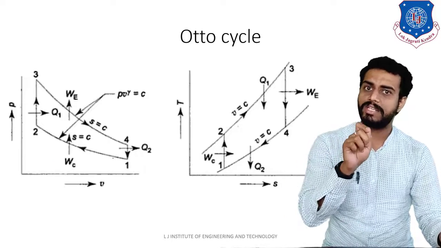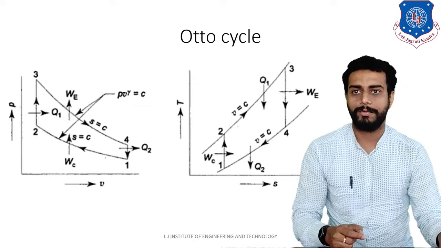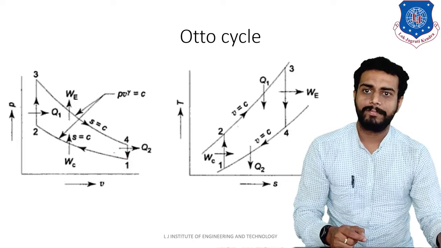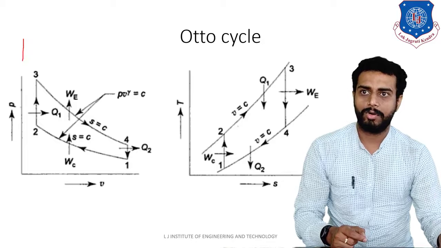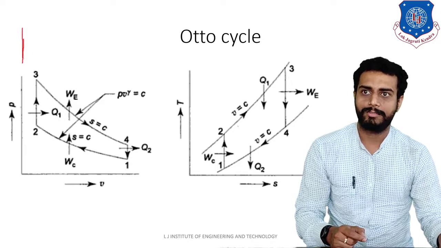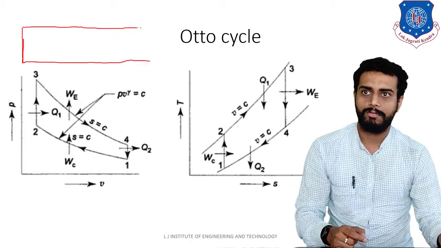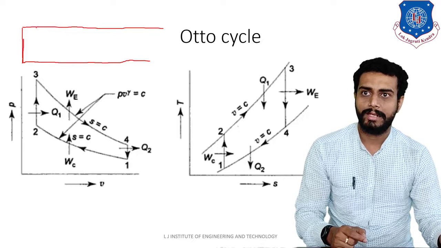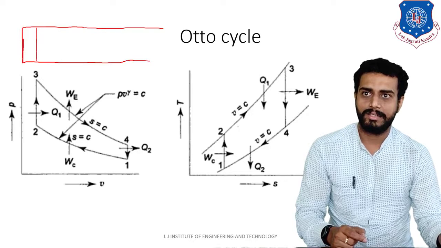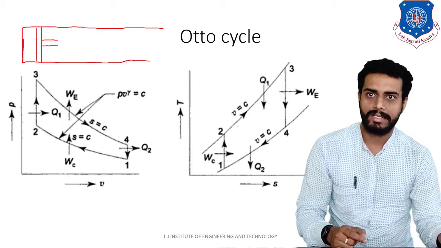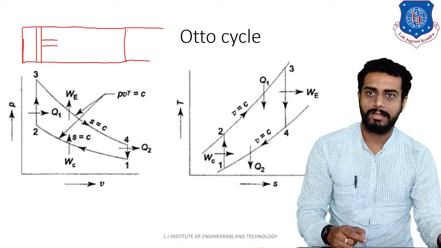Now I will advise you guys to just write down the name of the processes that you are supposed to write in the examination. During 1 to 2, see what will happen. During 1 to 2, simple. Now let me just draw a cylinder over here, so it will be much easier for you guys to understand, right? So as you can see here, we will draw one cylinder. Okay, and let us consider that this is the position of the piston, that is inner dead center. This is our inner dead center, and let us say this is the position of outer dead center, right?